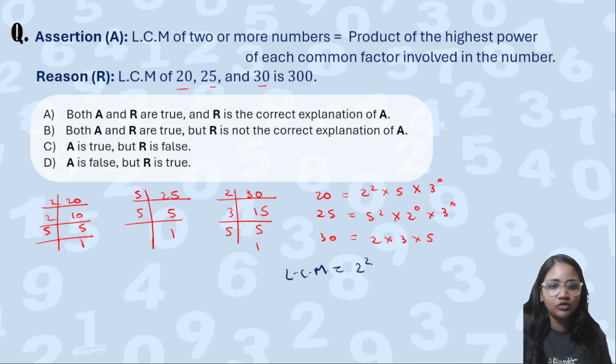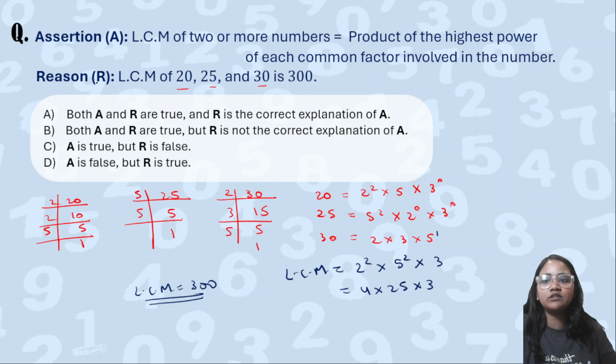So we'll get 2 to the power 2, 5 to the power 1, 5 to the power 2, 5 to the power 1. So we are going to get 5 to the power 2, 3, 0, 0, 1, 3. So it's 4 into 25 into 3. So we know 4 times 25 is 100. 100 times 3 is 300. So we got that LCM is 300.